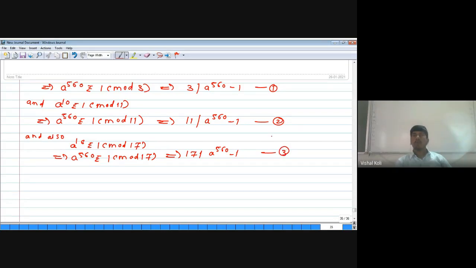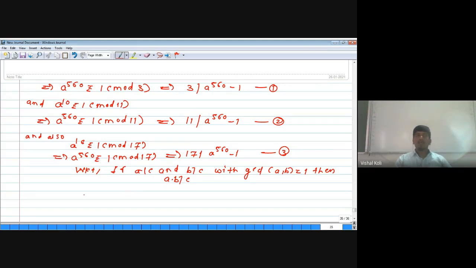So from equations 1, 2 and 3, 3 divides a to the power 560 minus 1, 11 divides a to the power 560 minus 1, and 17 divides a to the power 560 minus 1. And 3, 11 and 17 are prime numbers. Again, we know one result: if a divides c and b divides c with GCD of a and b equal to 1, then a into b divides c. Therefore here 3, 11 and 17 each divide a to the power 560 minus 1, and these three are prime numbers.